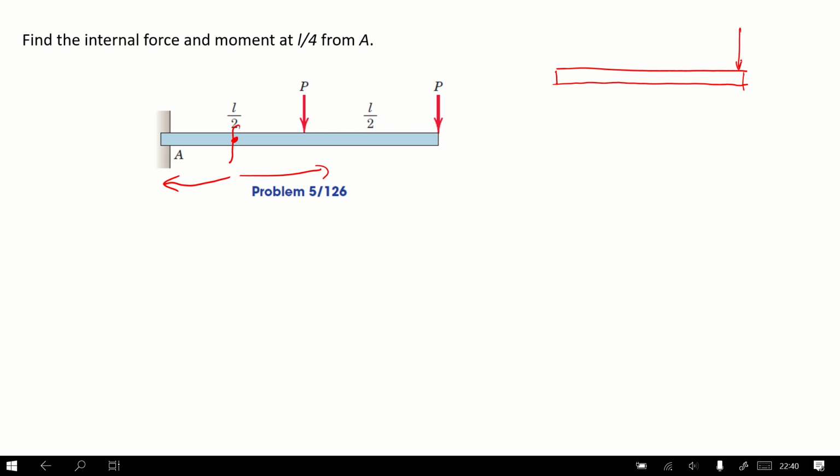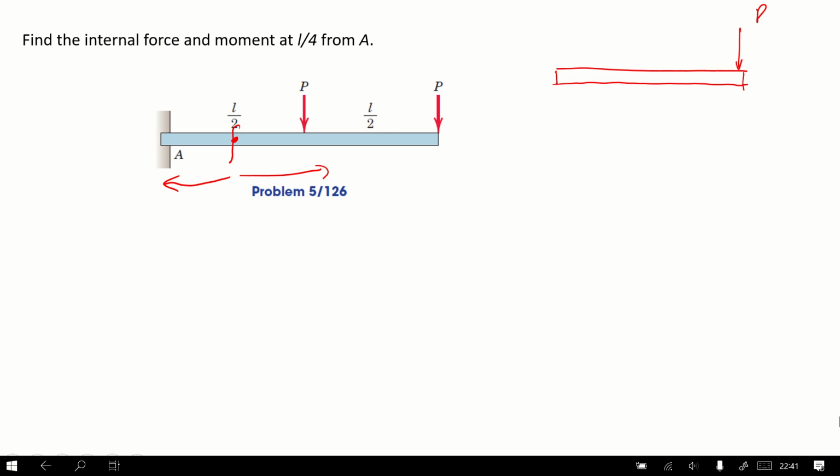We have to draw the free body diagram, of course. There is P on the right hand, and P as well around here. Okay, and we have to find all the reaction force and all the reaction moment at this particular location.